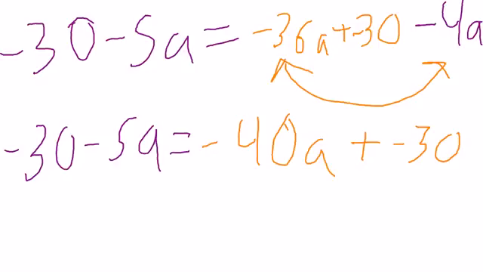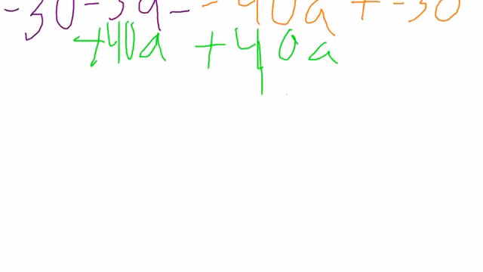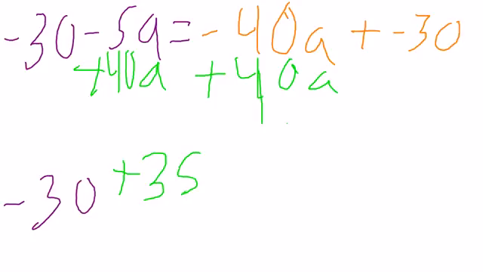You need to combine terms. Combine like terms. So to do that, you need to add 40a to each side. So after you do that, you would get negative 30 plus 35a.